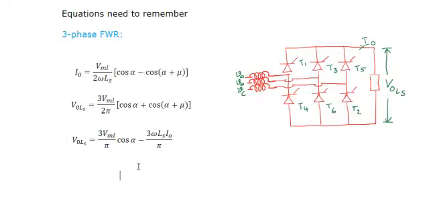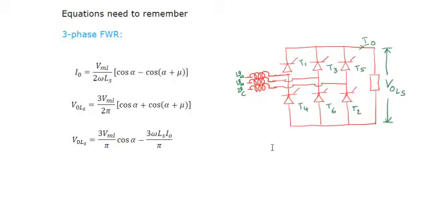3VML by pi into cos alpha, that's the ideal average voltage, minus the drop. The drop is, as I told you, the instantaneous voltage drop across the inductance divided by the time period. Here omega Ls I0 will be the instantaneous voltage drop divided by the time period, which means in a three-phase full wave rectifier the time period will be pi by 3. So 3 comes to the numerator. That's the meaning of that.